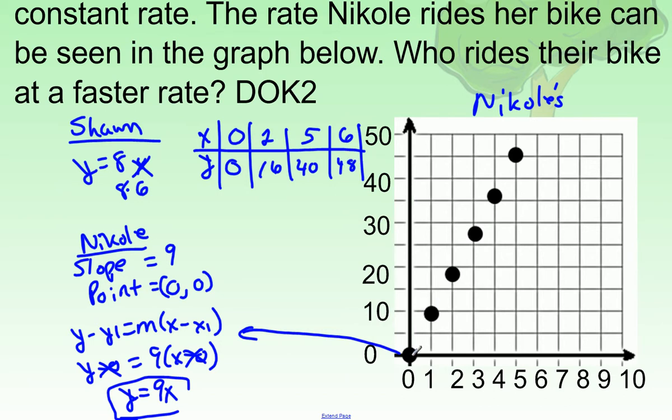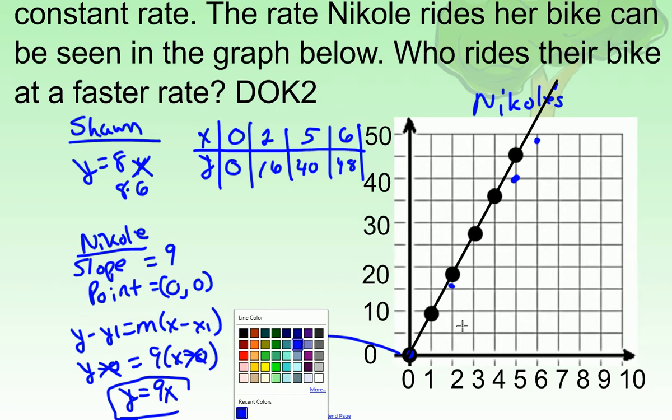Okay, so Sean's graph, there's a blue dot there. 2, 16, that's 15. So 16 would be a little above. 5, 40, that's much lower. 6, 48, like that. So if I connect the two, let's see, I'm going to use a black line for Nicole. And I'm going to use a blue line for Sean.